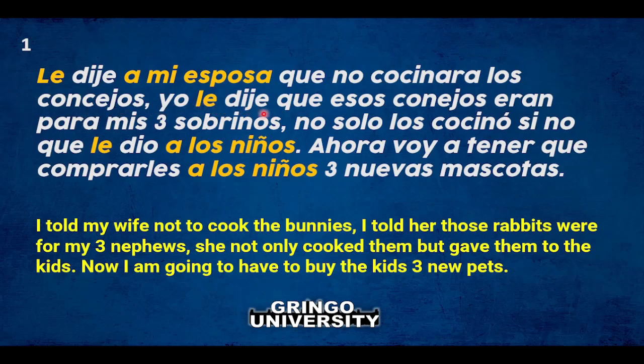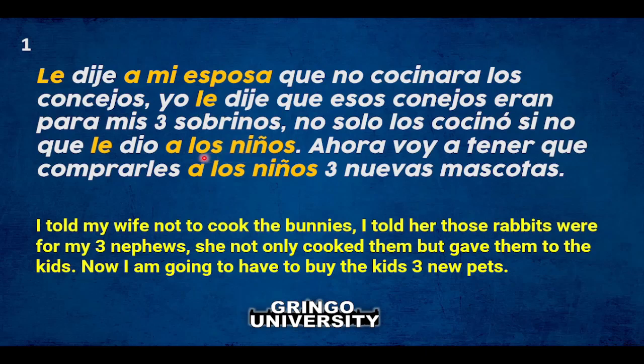Yo le dije que esos conejos eran para mi sobrino. Here, this le is implicit that I'm still talking about my wife. So I don't have to put a mi esposa again because I already explained it. No solo cocinó, sino que le dio a los niños. Here I put le a los niños.